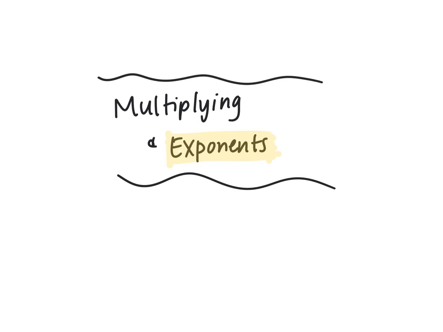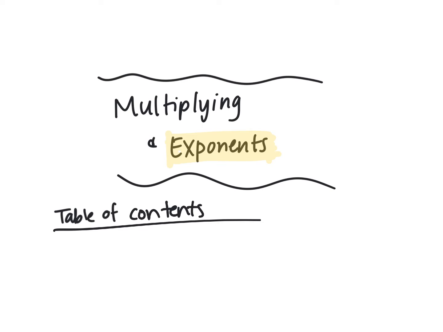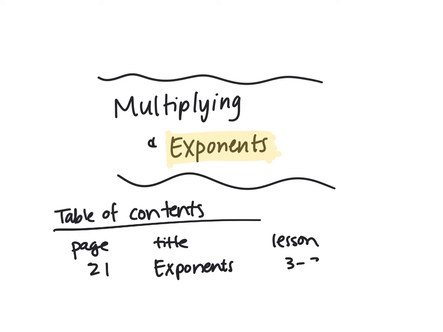So first thing, if you can go to your table of contents in your notebook, and I would like you to add a title. Okay, so in your notebook, you guys know how it is. So it's your page number, whatever page you're on. And then the title is going to be Exponents. And the lesson is still 3-3. So if you guys could add that to your table of contents.